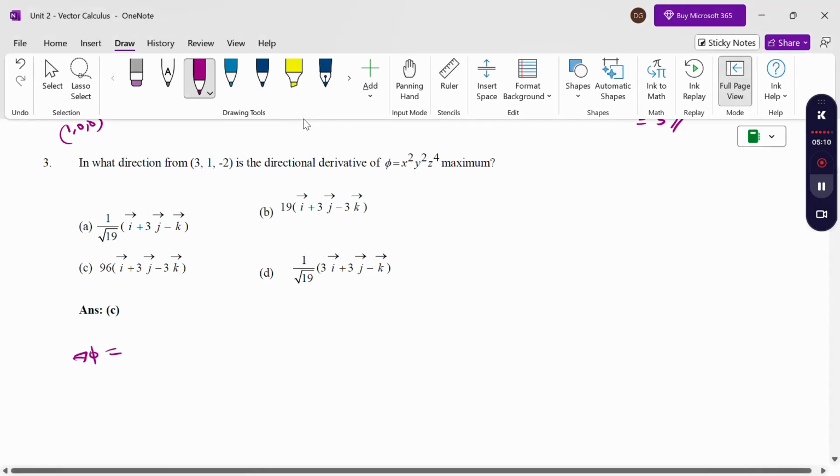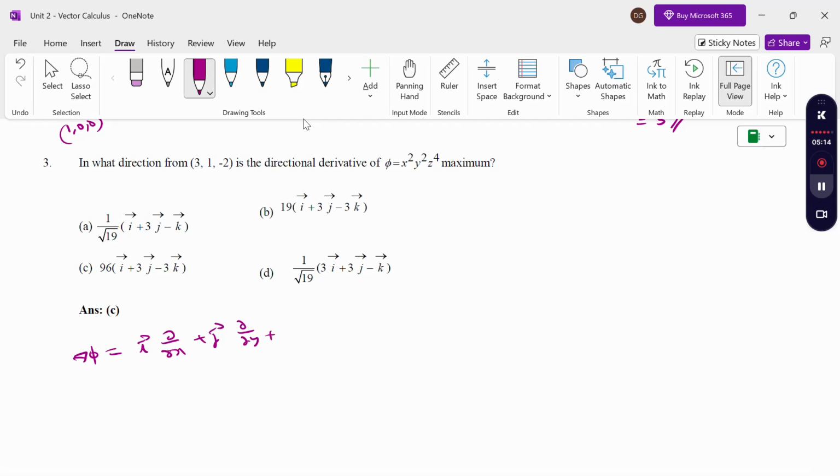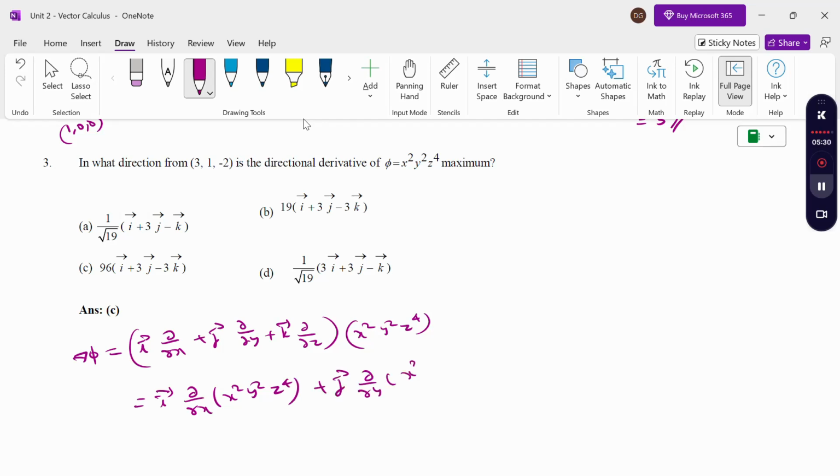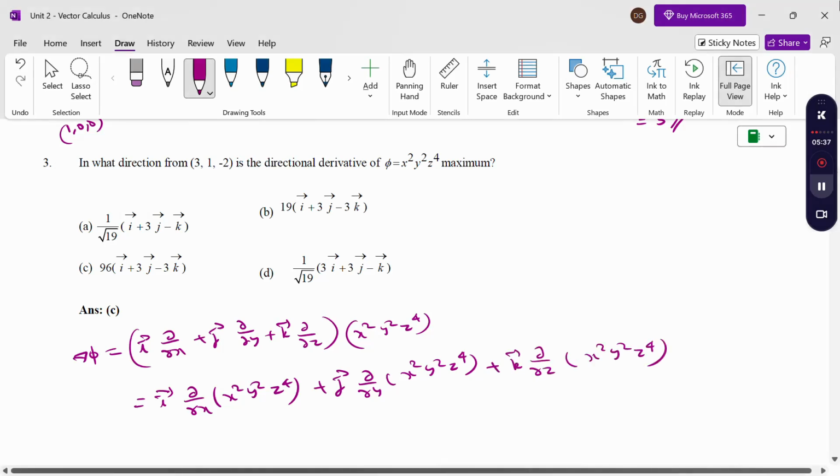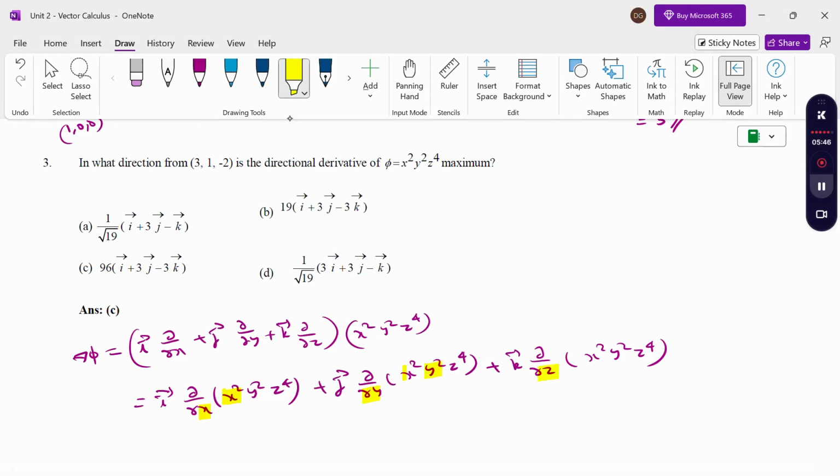Therefore del phi equal to i ∂/∂x plus j ∂/∂y plus k ∂/∂z into x square y square z power 4. So when I multiply, i into ∂/∂x of x square y square z power 4, j vector ∂/∂y of x square y square z power 4, k vector ∂/∂z of x square y square z power 4. Therefore here, now the variable is x, and here y is the variable and z is the variable.